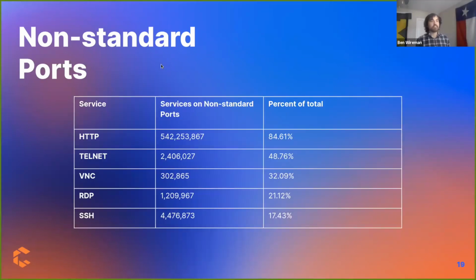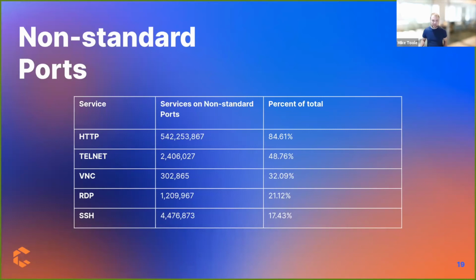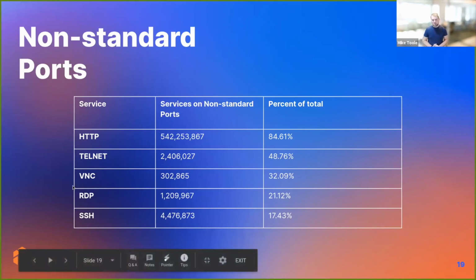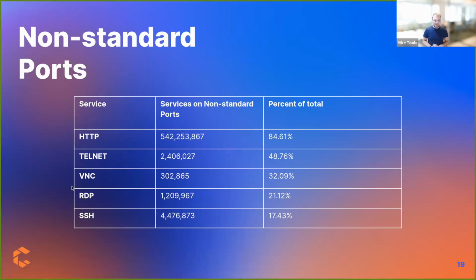And then some other services we can do this with are the typical remote access stuff. We see this a lot. People are trying to do a little bit of security through obscurity. But HTTP servers, like I talked about, a lot of them run their admin panels on non-standard ports, or they might be behind a proxy using non-standard ports. We can see all of that. Telnet, I don't know why there's still Telnet on the internet, but there is a lot of it.